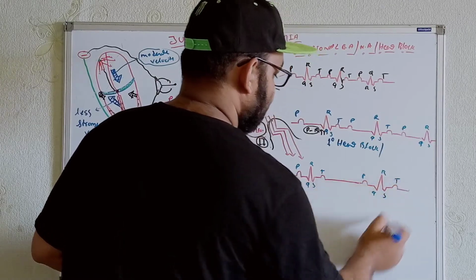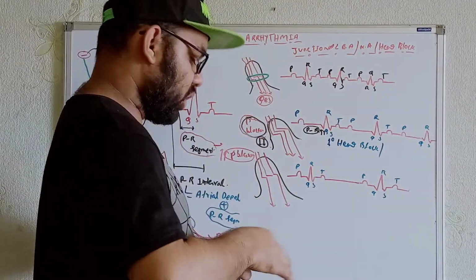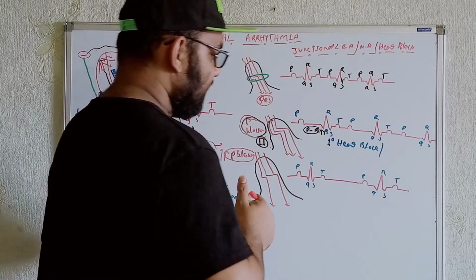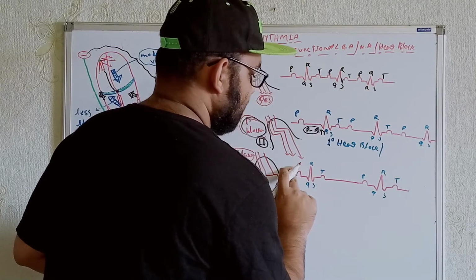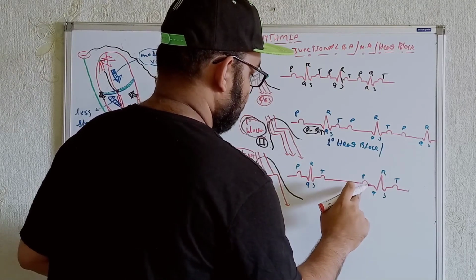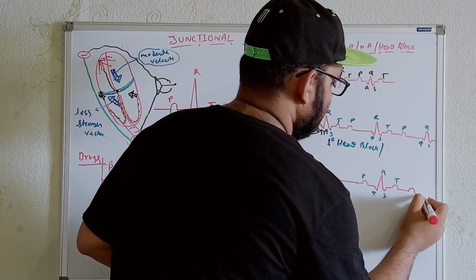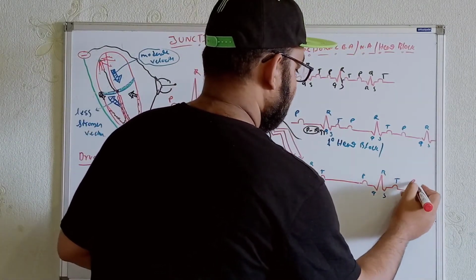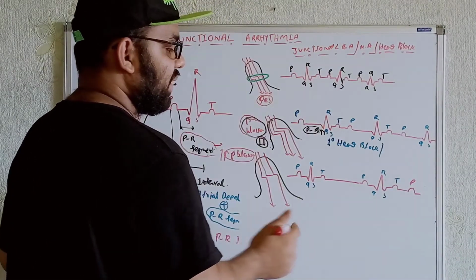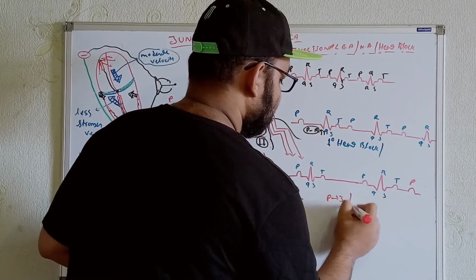Now see, in these cases, if we just compare the number of the P waves and the number of the QRS complexes, how many P waves are we getting? We are getting 3 P waves. 1, 2. Okay, let's make one more P wave. Okay, now see, we are getting 1, 2, 3 P waves. Now how many QRS complexes are we getting over here? We are getting 2 QRS complexes. We are getting 3 P waves and 2 QRS complexes.